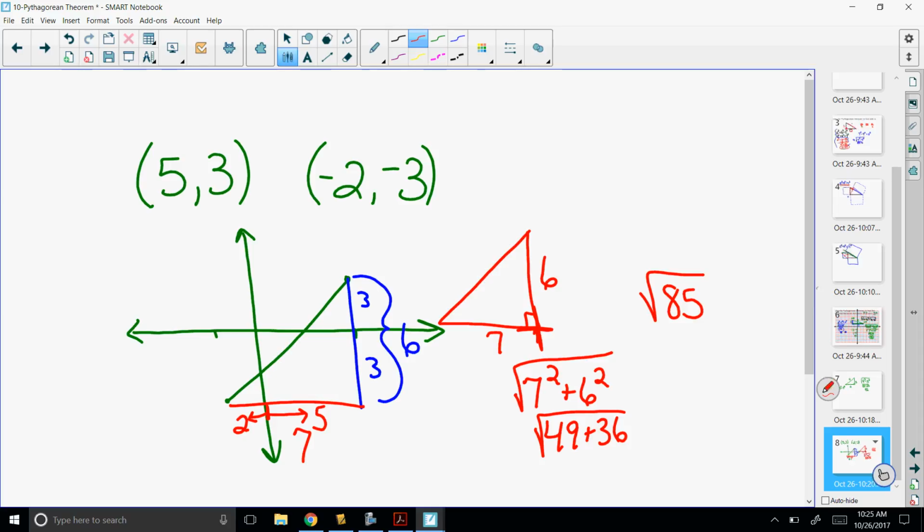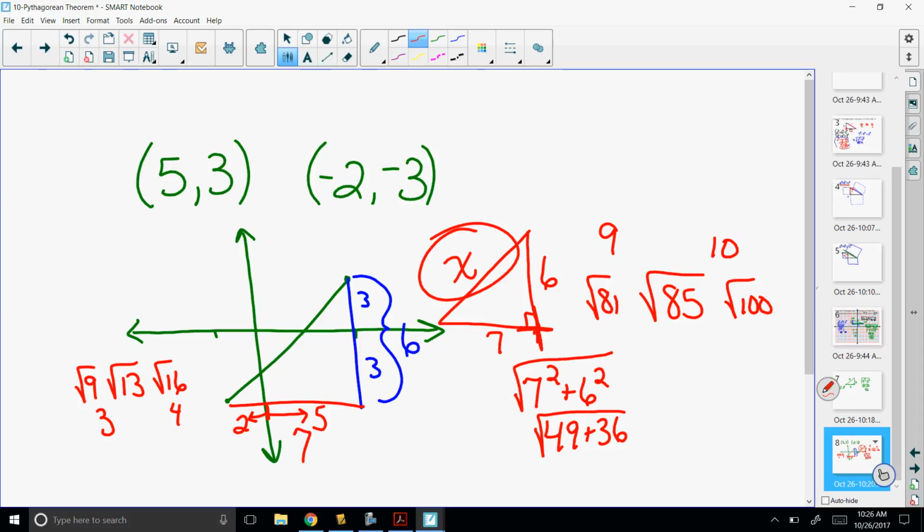Now, if you accidentally subtracted them, you get a value of the square root of 13. That's between the square root of 9 and the square root of 16, which is between 3 and 4. Does it make sense that this side right here would be shorter than 6 or 7? No. It's got to be longer than that. The square root of 85 is between the square root of 81 and the square root of 100, so it is between 9 and 10, closer to 9. It makes sense that x is a value of 9. It's the longer side.